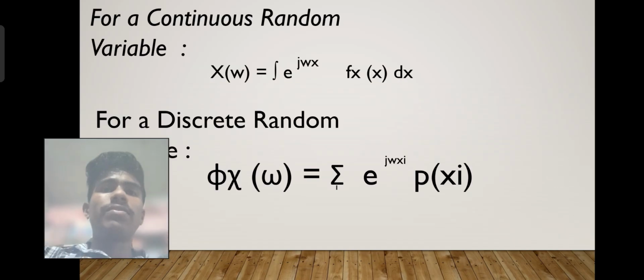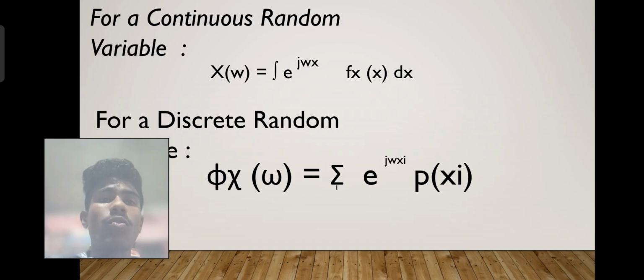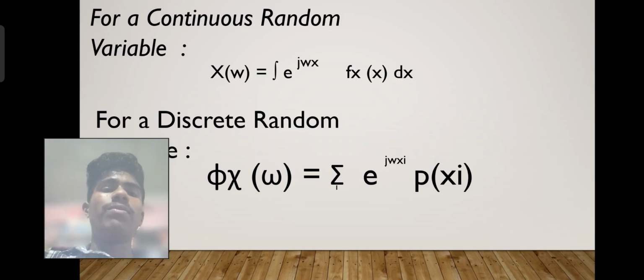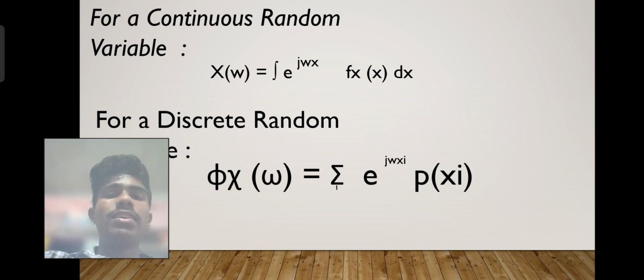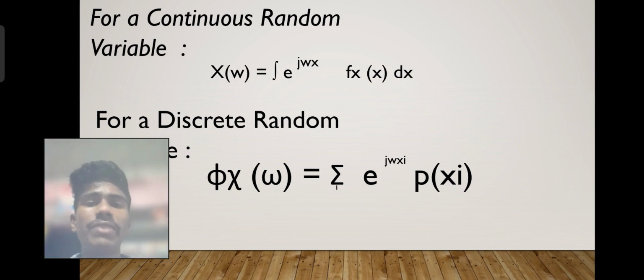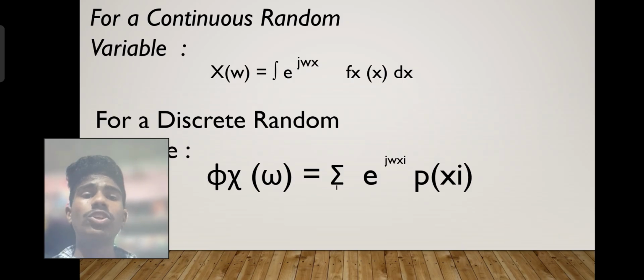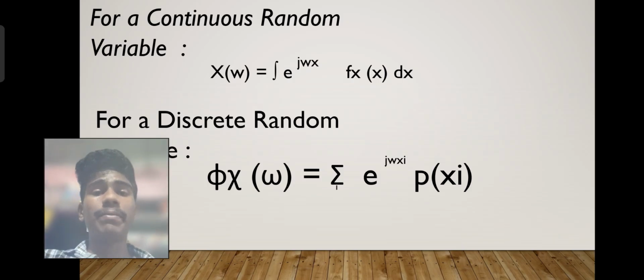For a continuous random variable X, Φ_X(ω) equals the integral from minus infinity to infinity of e^(jωx) f_X(x) dx. For a discrete random variable, Φ_X(ω) equals the summation of e^(jωx_i) p(x_i). The characteristic function transforms the random variable X into another real variable ω. It can be expressed as the Fourier transform of f_X(x) with the sign of ω reversed.